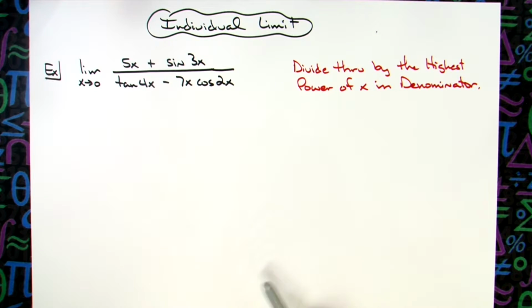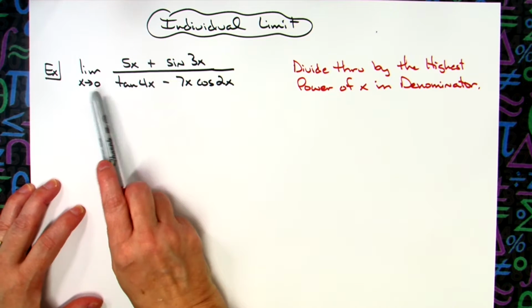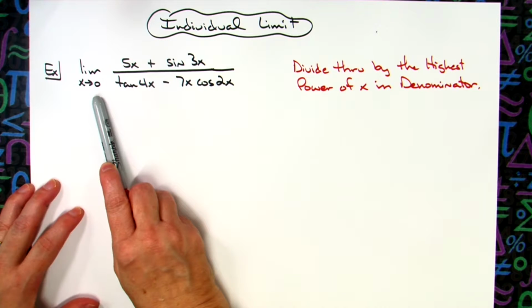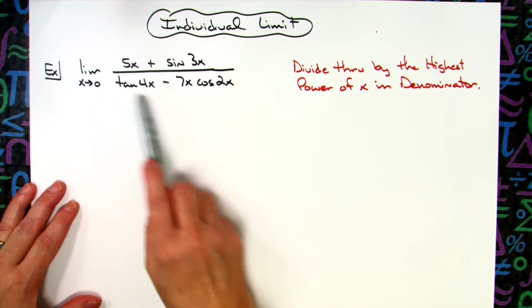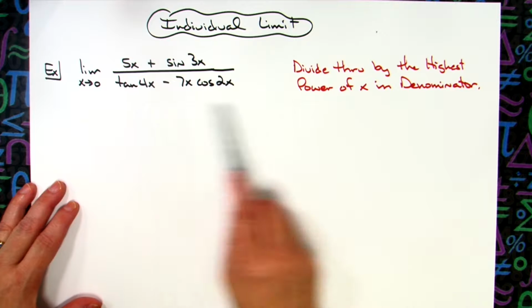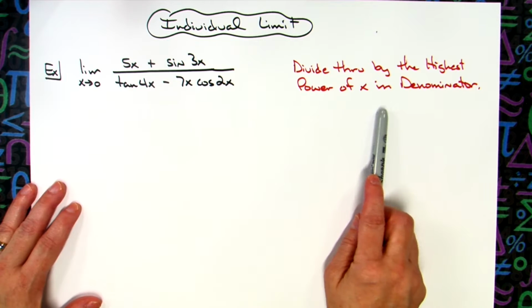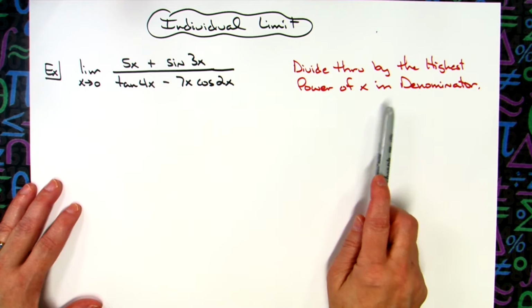In this video, we're going to take a look at an individual limit. It is going to be a limit as x is approaching 0, so that's going to work to our advantage. Overall, it's kind of messy here. The trick that we're going to have to do to be able to work this limit out is we're going to divide through by the highest power of x in the denominator.